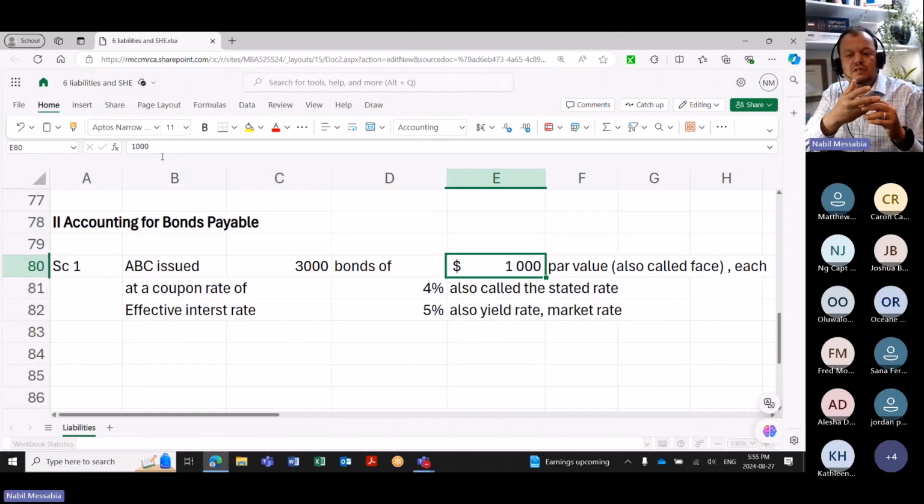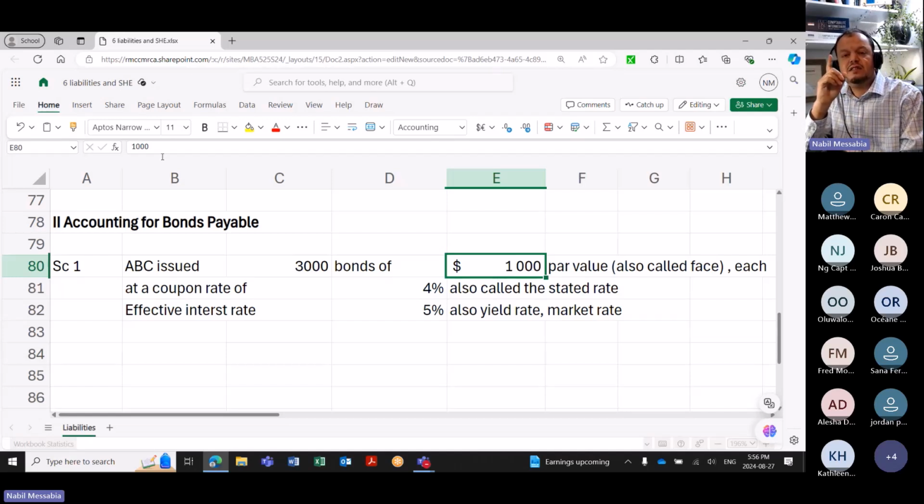The stated rate, 4%. What is the use of this information? The stated rate is again a rate on the paper, not on the market. It is simply to calculate the cash amount of interest that is going to be paid to the bondholders.